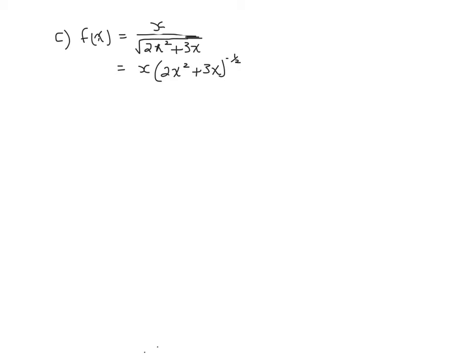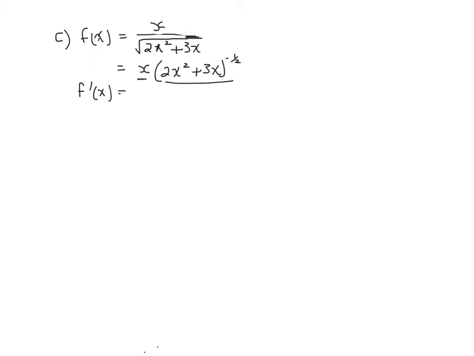The reason I do this is because the quotient rule works, but we know it is a little bit tedious. The product rule is a bit easier to use. So by expressing this as the product of the x times this other piece, I find the derivative is actually a bit easier than using the quotient rule.